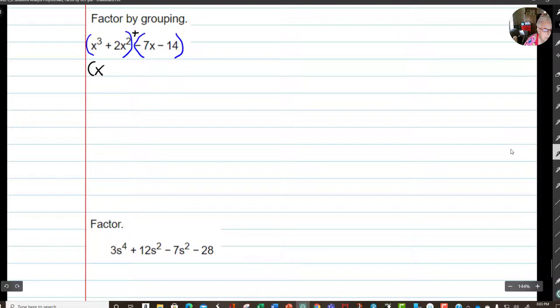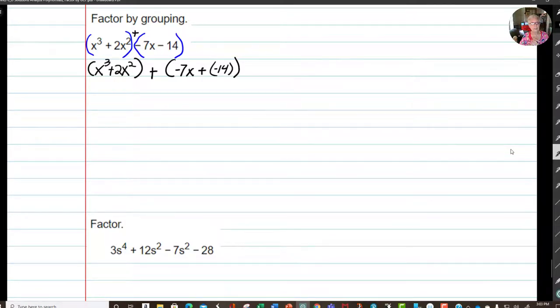So this is what I've got right now. X to the third plus 2x squared plus negative 7x plus negative 14. You're going to see why it's important I do that.